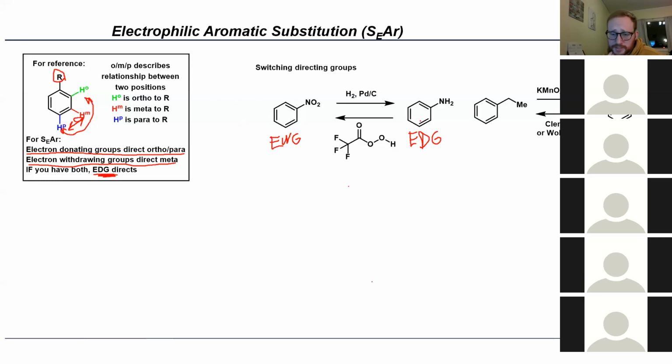Another question is, can electron donating groups also direct meta if ortho and para positions are already substituted? The answer is yes. Your benzene ring is getting very full at that point, but you can direct to those. I guess it's not directed at that point. It's just that those are the positions available.